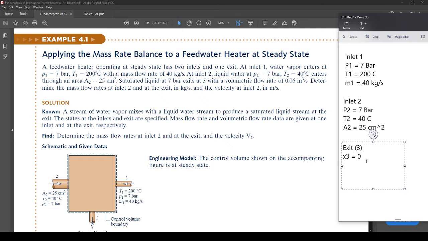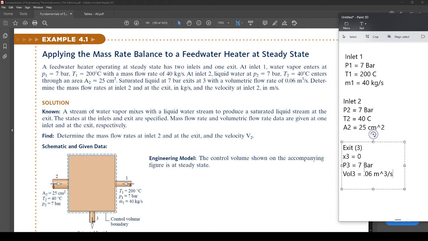So they've given us a quality. And then we have P3 is equal to 7 bar, and it exits at 3 with a volumetric flow rate. So they've given us V dot. So how am I going to do this one? I'll just do vol 3. I'm saying that's the volumetric flow rate at 3: 6 meters cubed per second. Okay.